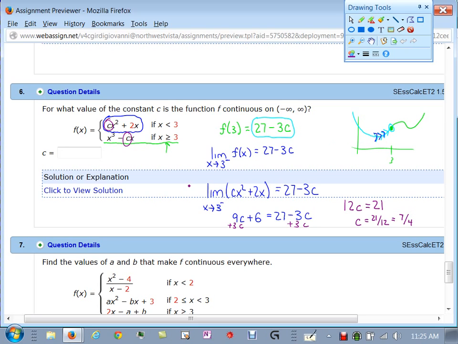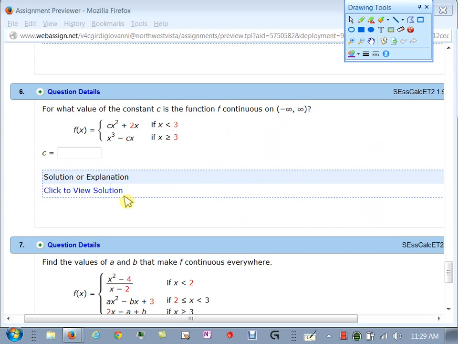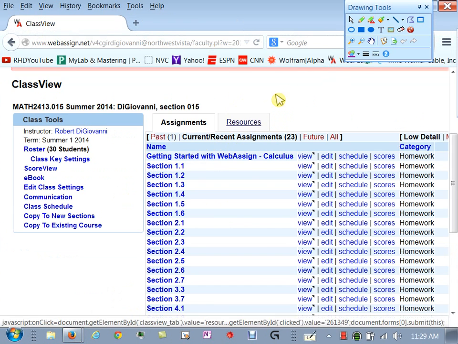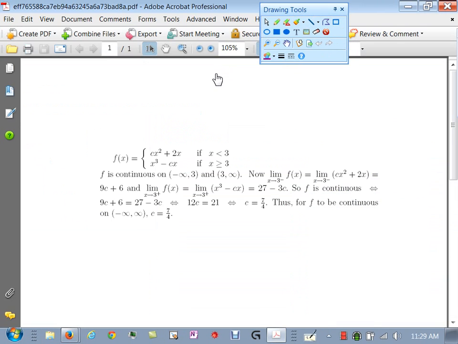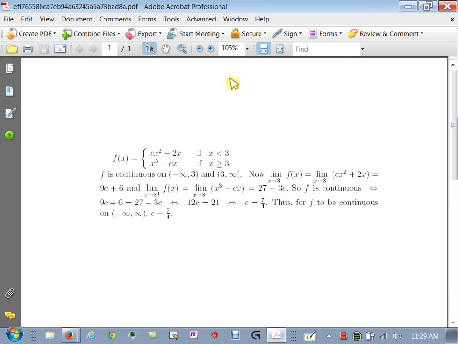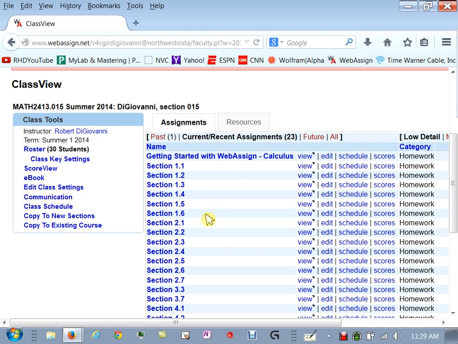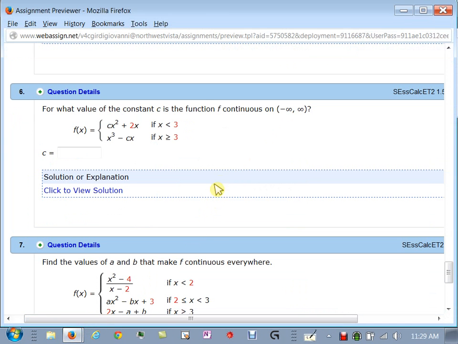Now we will just view the solution quickly. There we go. c is 7/4. All right. Let's go to the next one.